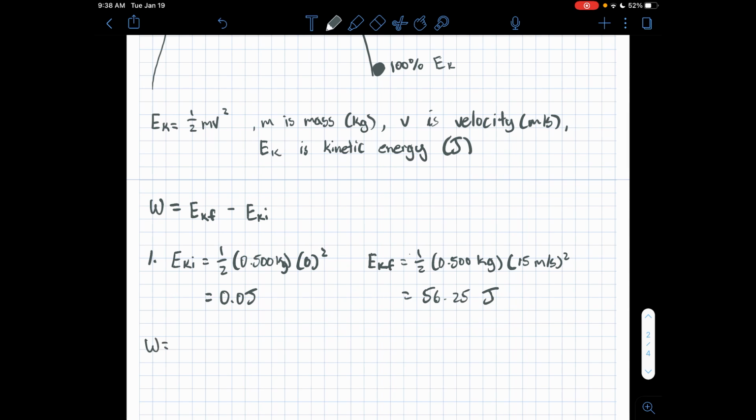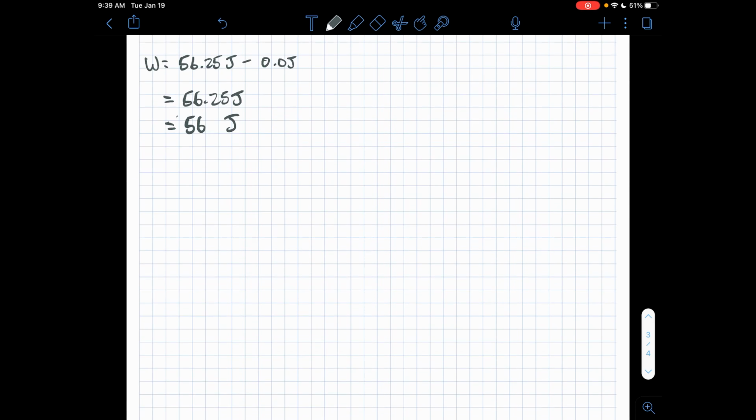So then, all you have to do to find the work is just put both of these kinetic energies back into the equation. Since it's final minus initial, you have 56.25 joules minus 0.0 joules. And then it is just equal to 56.25 joules, which is equal to 56 joules. You don't have to round it up.